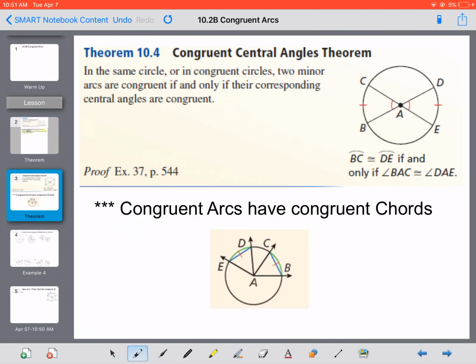Now, in addition to that, are central angles. So in the same circle or in congruent circles, two minor arcs are congruent if and only if their corresponding central angles are congruent. The same is going to hold true for your chords. Notice here, because our central angles are the same, those are vertical angles, then we know that these chords, DE and CB, are going to be the same as well. And like you can see in this bottom diagram here, that will also hold true for chords.